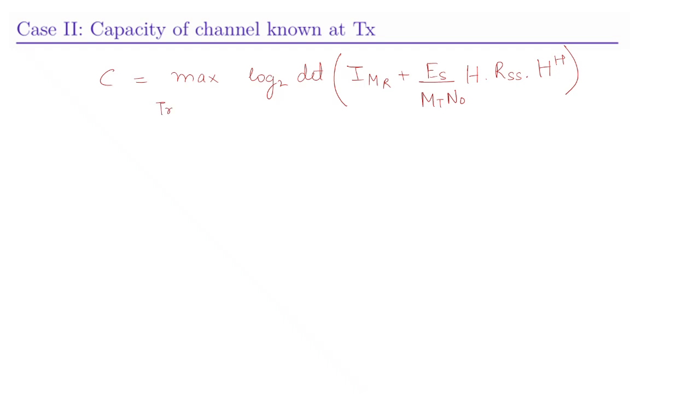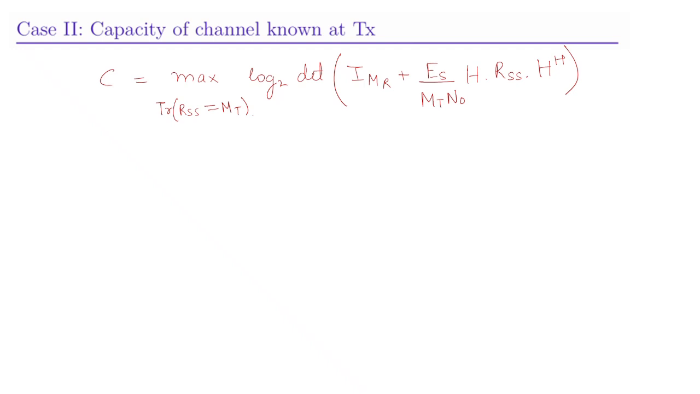Previously, we have seen the typical capacity of a MIMO channel, which is given by C equal to the maximum of log2, the maximization of mutual information, which is given by log2 determinant of I_MR plus Es by MT N0 H R_SS H Hermitian, where R_SS is the covariance matrix of the source, subject to the constraint that the trace of R_SS is equal to MT.